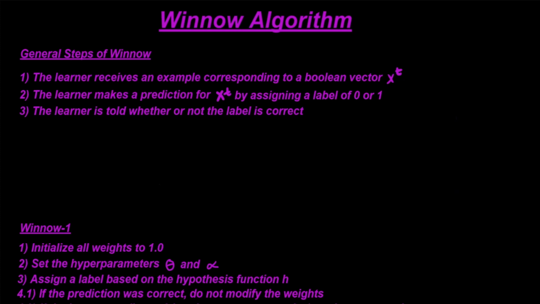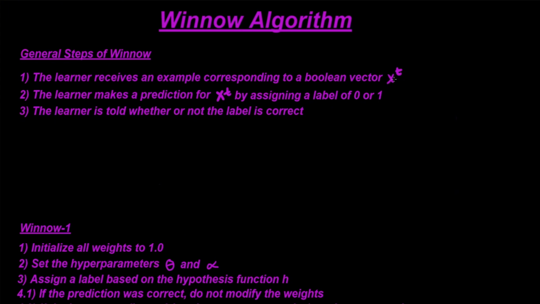Hey everyone, today I want to talk about a neat classification algorithm I just learned in my machine learning class called Winnow. Let's first go over a high-level look at what the algorithm aims to do, and then we'll talk details. So, what are the general steps of the algorithm? Well, step one is the learner receives an example corresponding to a Boolean vector xt.